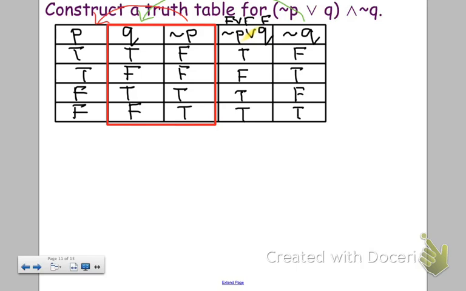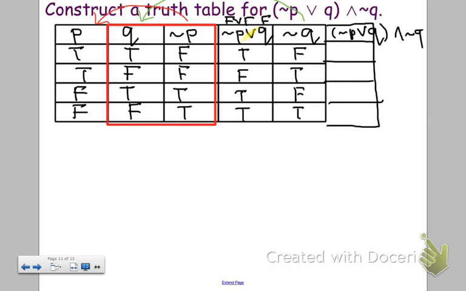Okay. Now that last column, that sixth column, needs to read the quantity not P or Q, and not Q. Now at this point, realize I'm looking for an and. So I'm looking for true and true is true. And the two columns that I now need to be looking at are my not P or Q column and my not Q column.